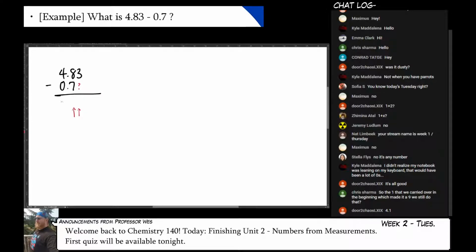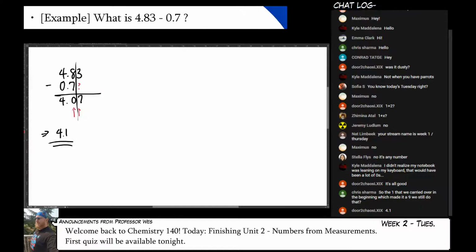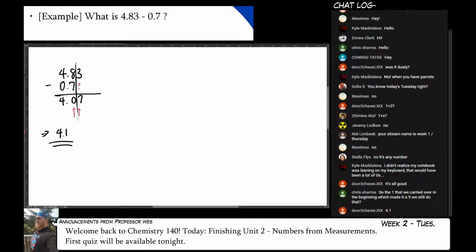We'll do the subtraction like normal, so 4, 0, 7. I'm going to round to the tenths place because that's what we decided. And then we'll round our answer as appropriate. Now when I do this, the answer should show up.